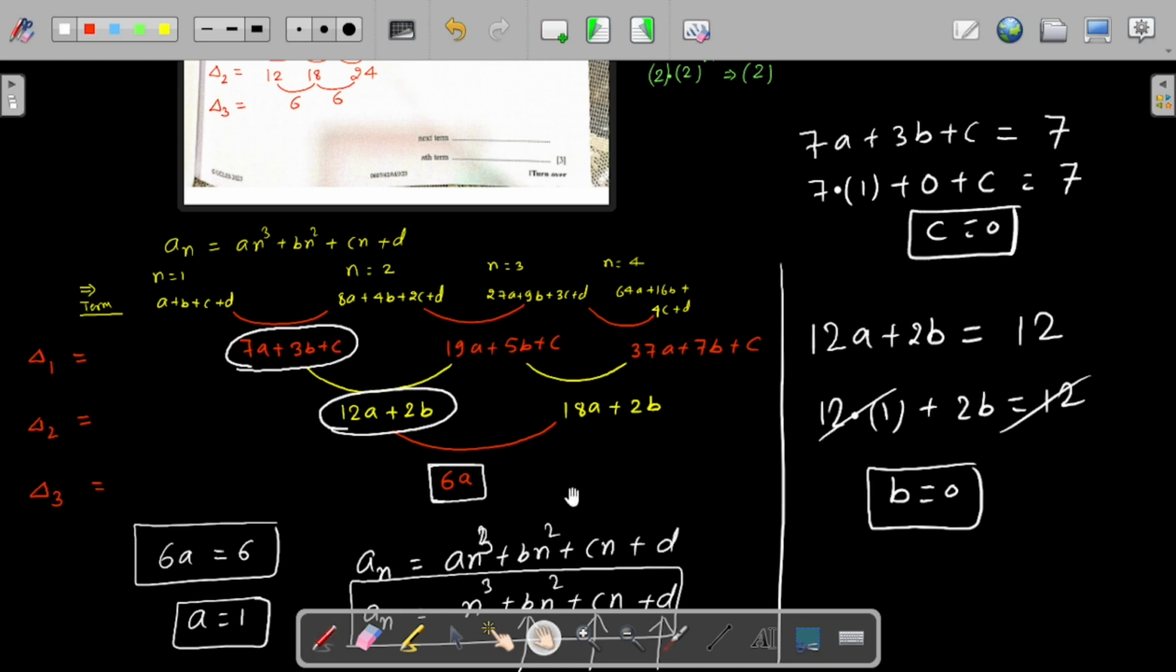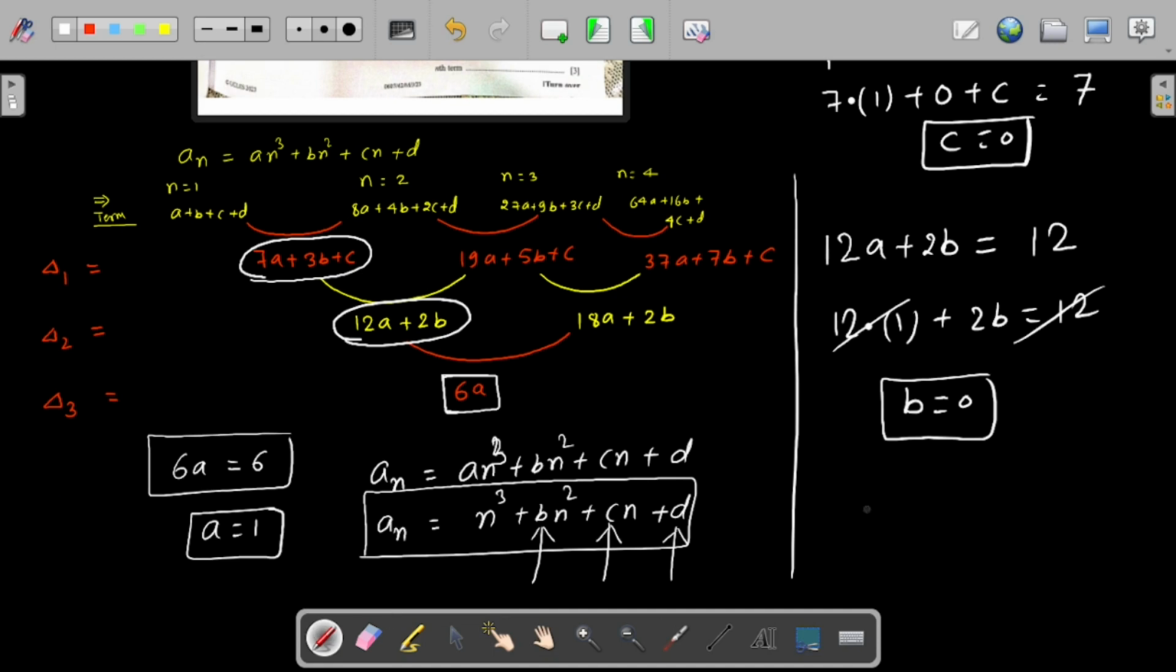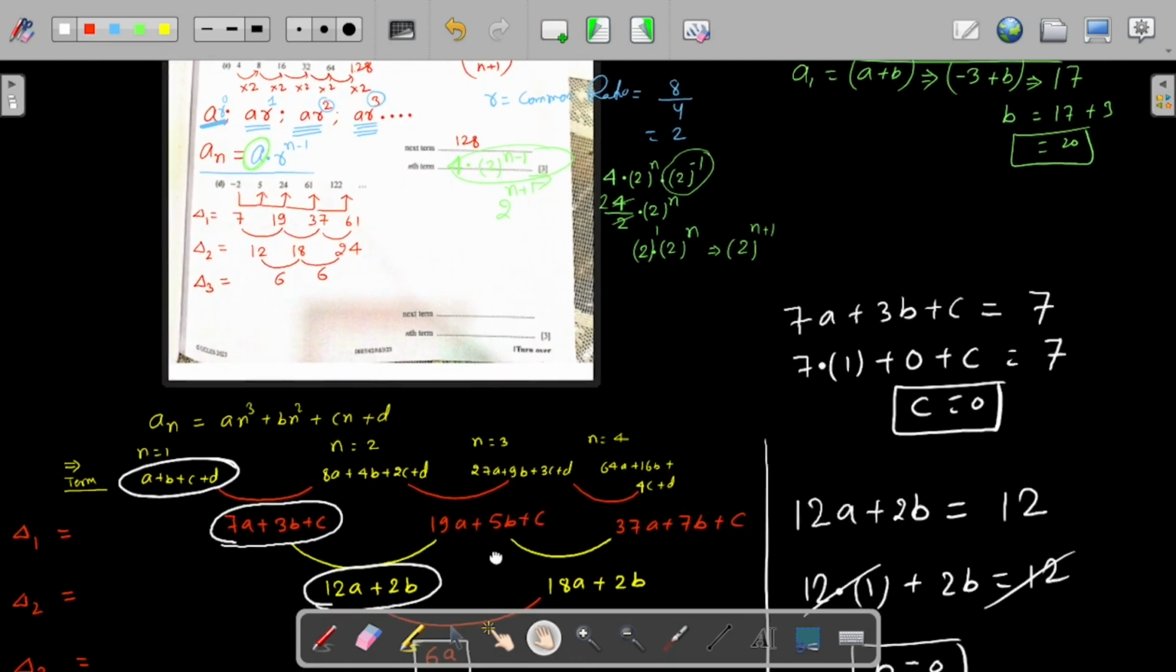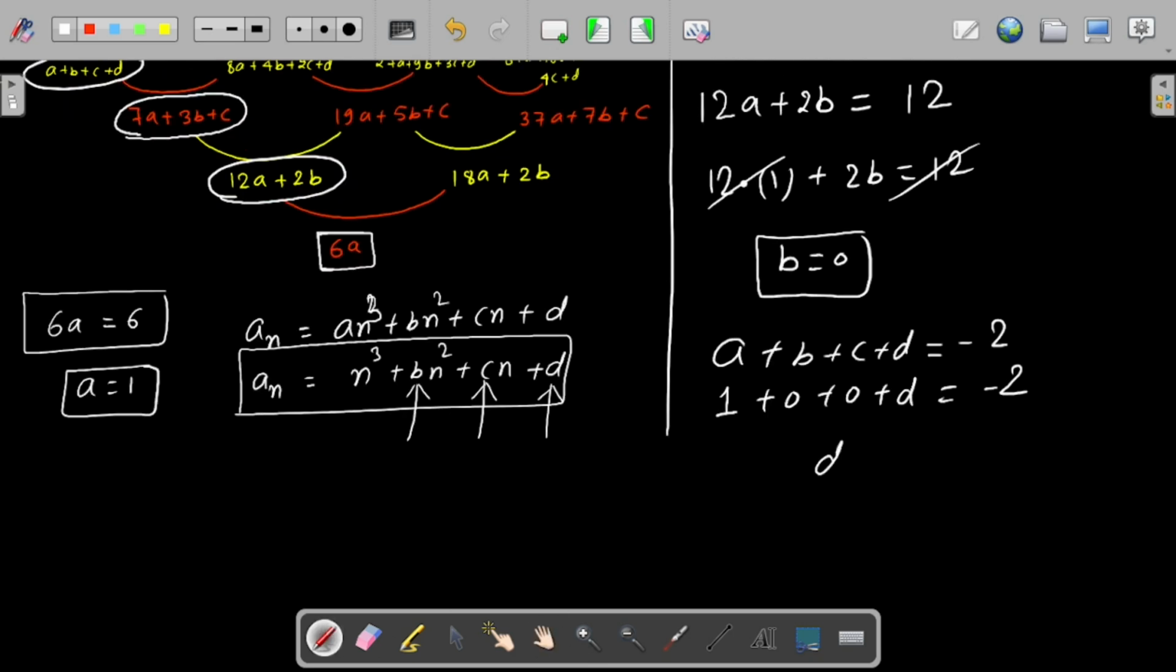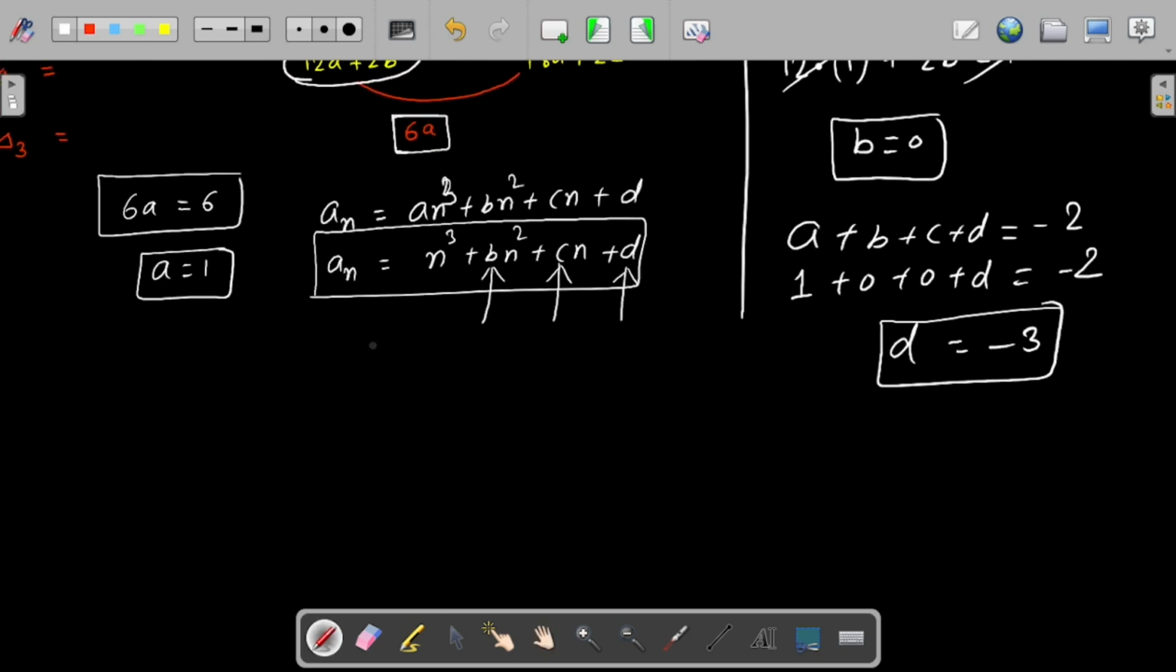To get the value of d, how can we get d? See, the first term is what? a plus b plus c plus d is equal to the first term, and according to the question my first term was minus 2. So let us write minus 2. a was 1, b was 0, c was 0, d we don't know, is equal to minus 2. So from here we can write d is equal to minus 3. So we get the value of b, c, d.